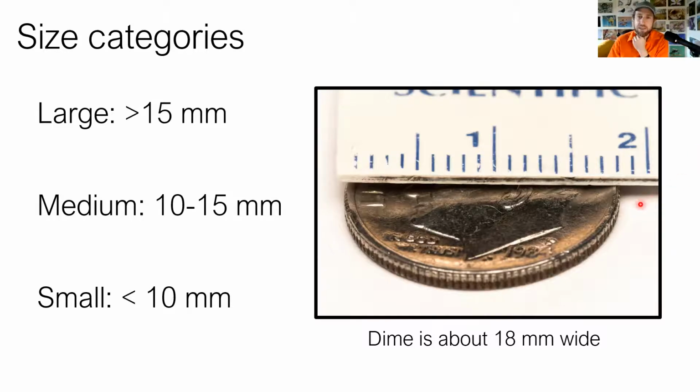Unless you're super familiar with working with millimeters and centimeters, that may not be super meaningful to you. But as a point of reference, this is a dime here. And a dime is about 18 millimeters wide. So we can always think of that in context. If we're bigger than or similar to the size of a dime, we're going to be in the large category. If we're somewhere like half to 3/4 of a dime, then we're probably medium. If we're less than half, we're probably going to be small.